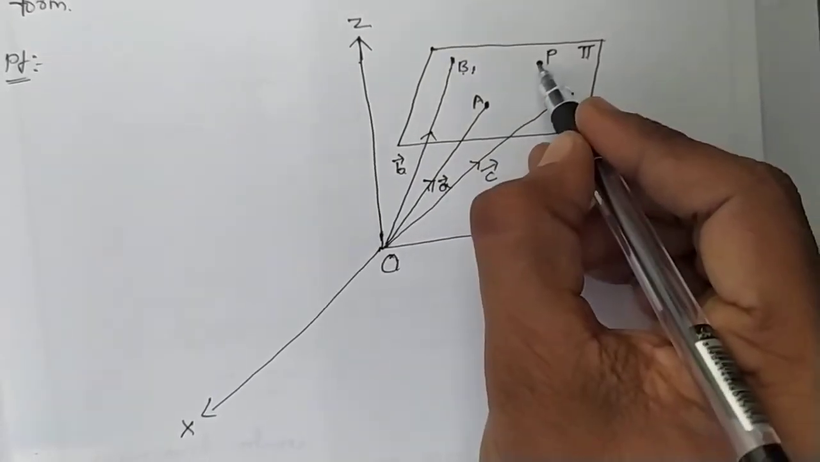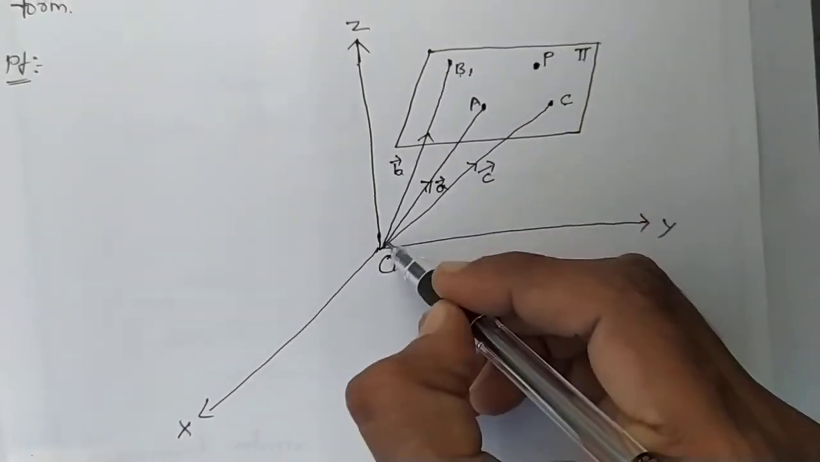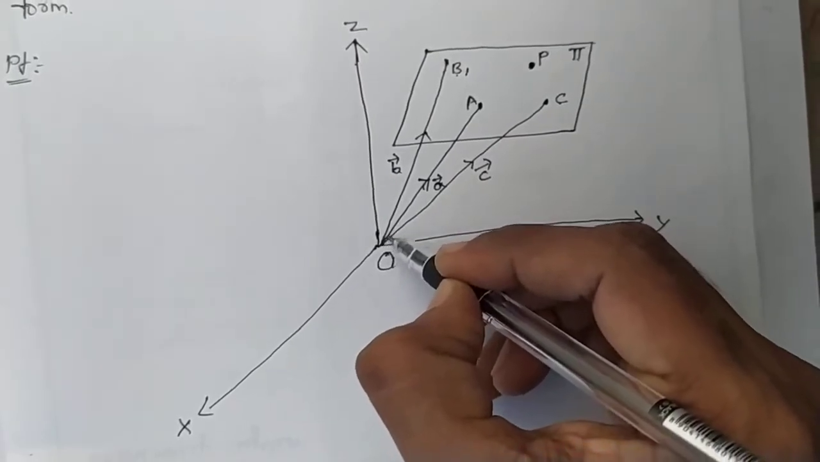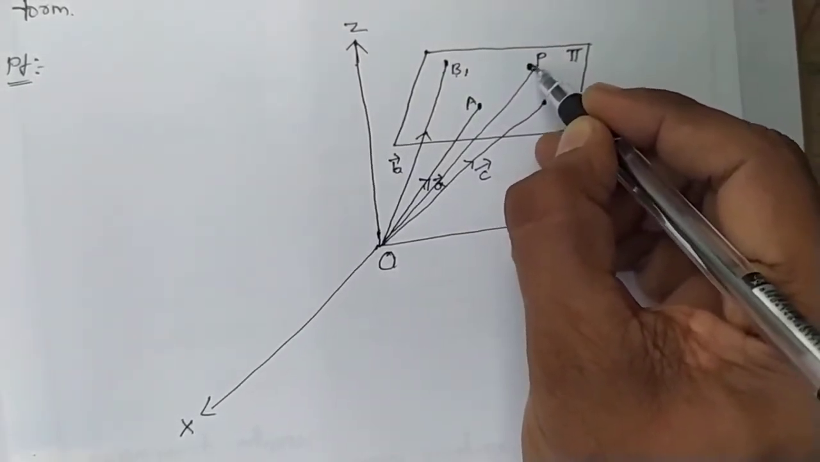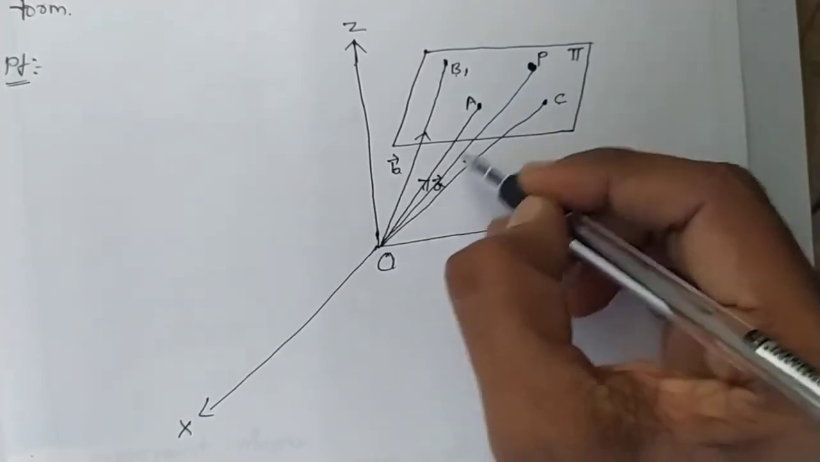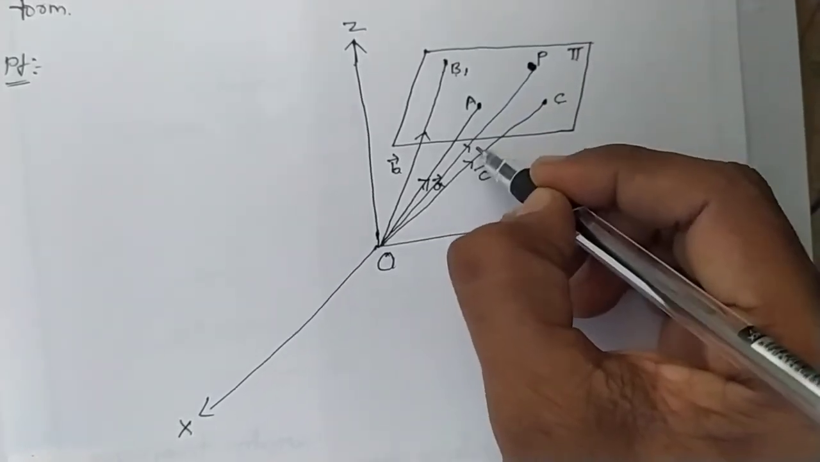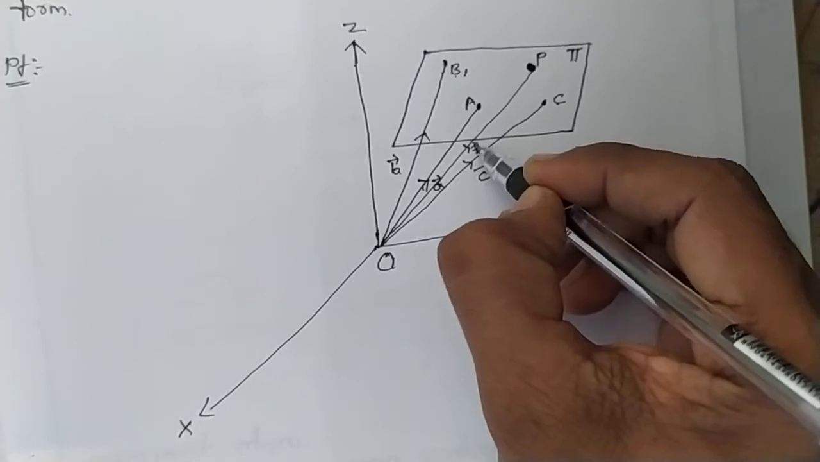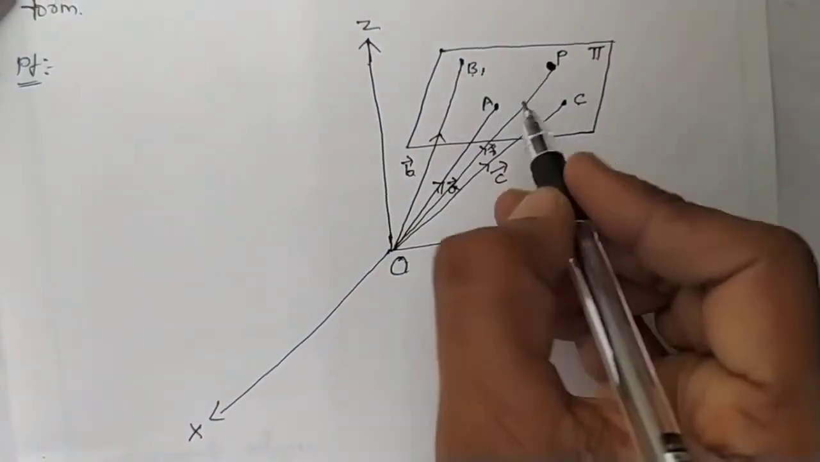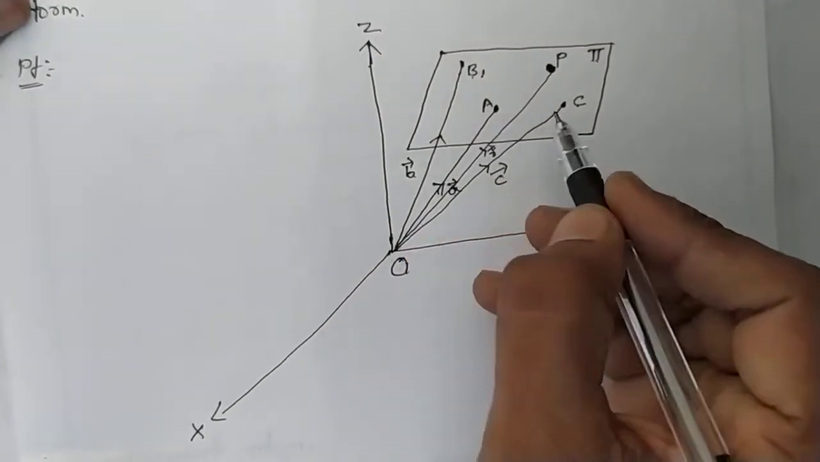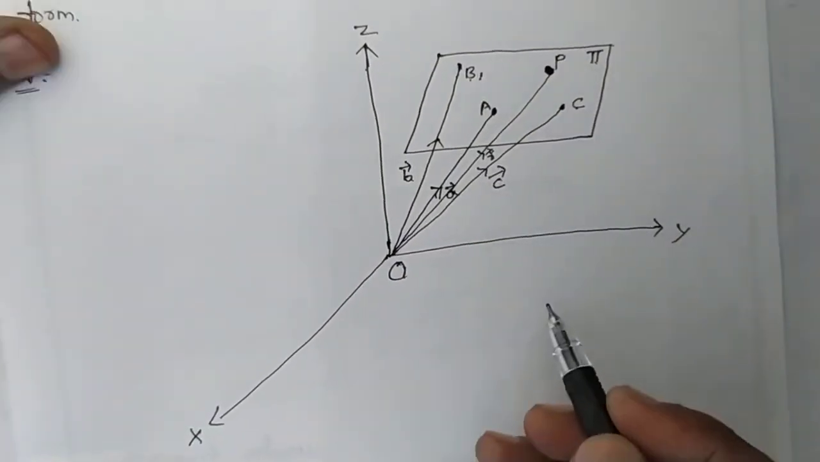Next, the position vector of the point P with respect to its origin is R vector. Do not confuse while drawing the vectors.